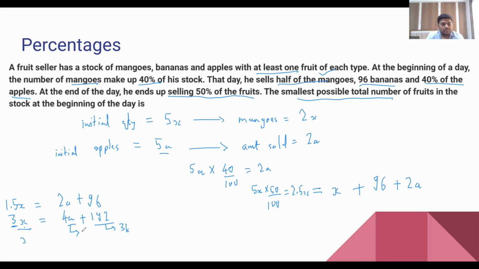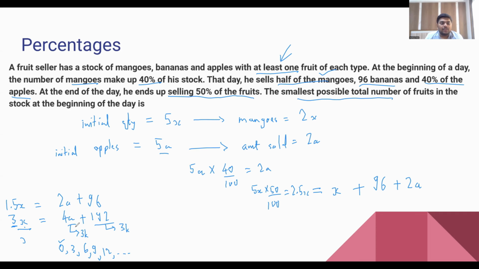Which means A has to be a multiple of 3. So what are the possible values of A? 0, 3, 6, 9, 12, and so on. So you could have said that I will pick A is equal to 0 and get the value of 3x equal to 192. But we are given that at least one fruit of each type.